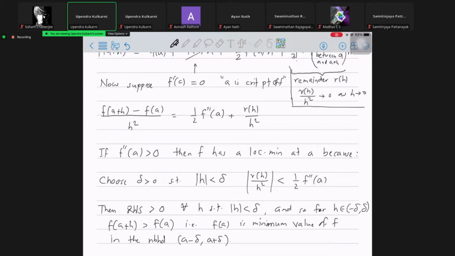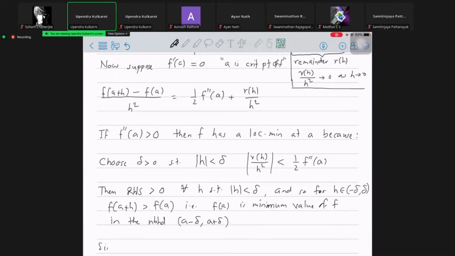Okay, so this is what we would like to imitate in the multivariable version. So let us go there. By the way, it should also say similarly, if f double prime is less than 0, then f has a local max at a, and you can do a proof similarly, or just apply whatever we did to minus f.